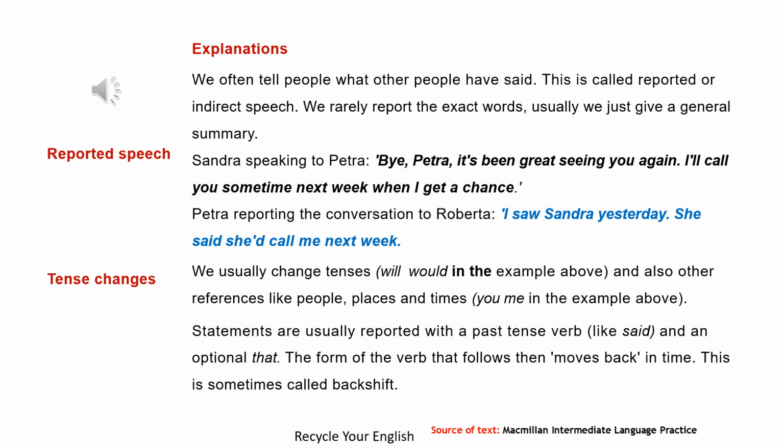Explanations. We often tell people what other people have said. This is called reported or indirect speech. We rarely report the exact words, usually we just give a general summary.